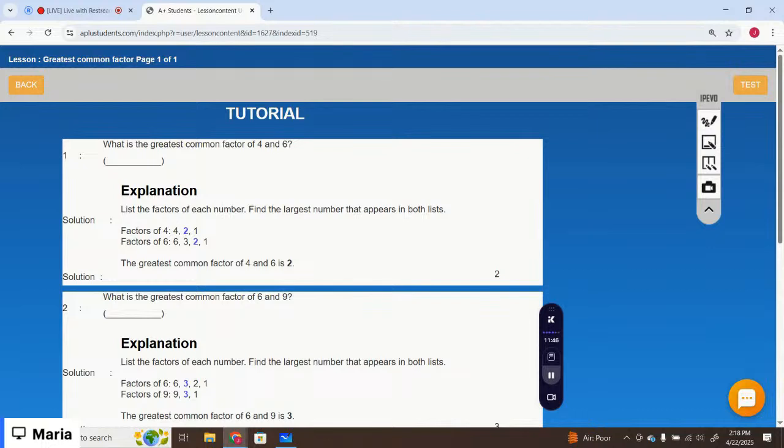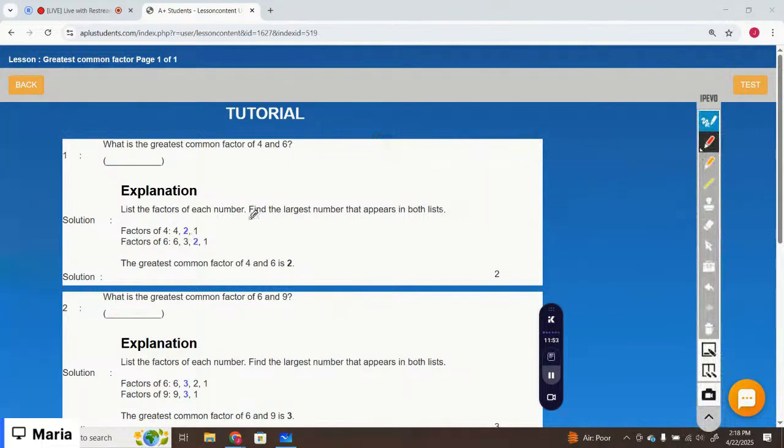So factors are the numbers that when multiplied make 4, right? So the factors of 4 are: 1 times 4 is 4, so there are 4 and 1, and 2 times 2 is 4. So these are the factors of 4: 4, 2, 1. Or you can say these are the numbers that can completely divide 4, right? And the factors of 6 are 6 and 1, and 3 and 2.